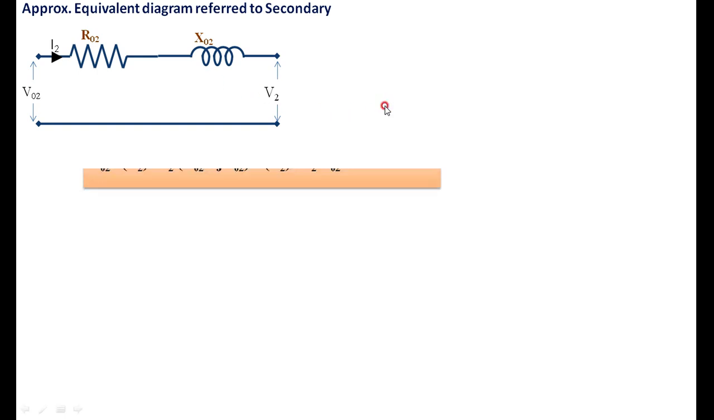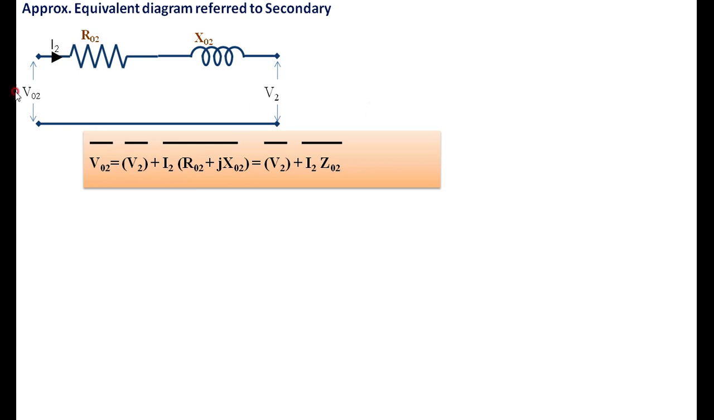Then we look into the vector diagram for this one, and we will derive the equation for the voltage regulation. If you want to express VO2 in terms of V2, for this V2 you have to add I2 RO2 and I2 XO2, and then what I get is VO2. Already we have seen this: VO2 is equal to V2 plus I2 (RO2 plus jXO2), or V2 plus I2 ZO2, which is the combination of RO2 and XO2, what we call the impedance of the circuit.